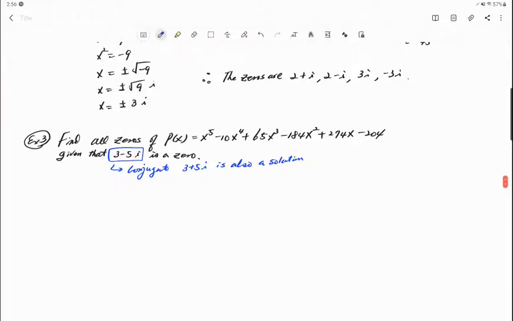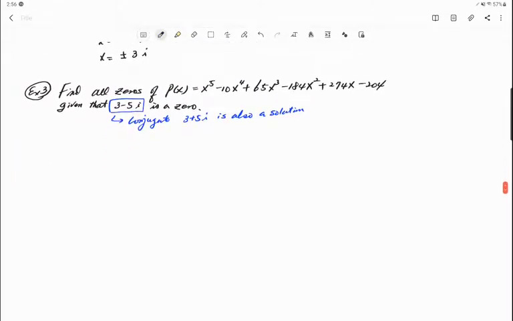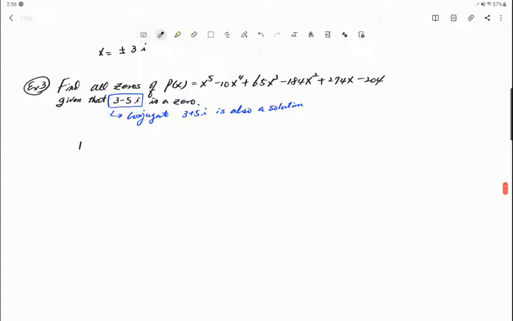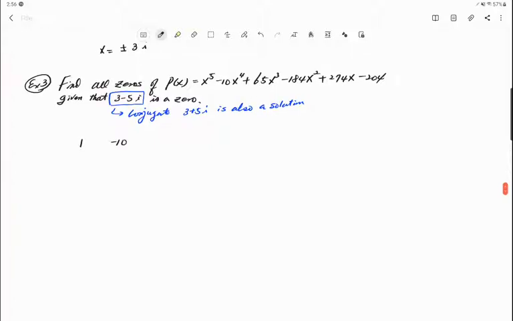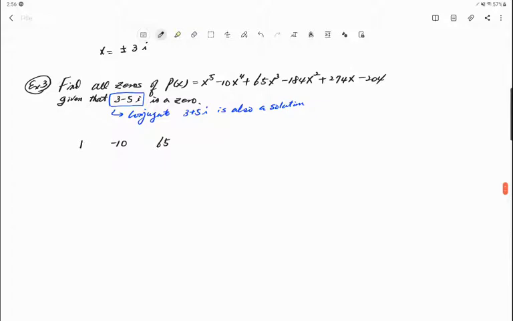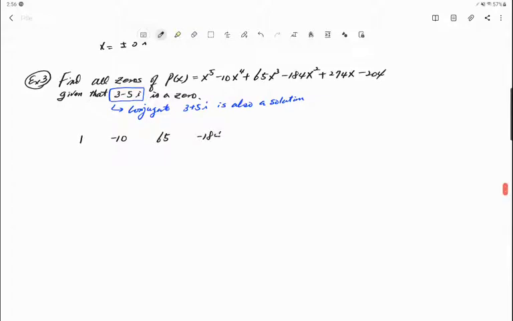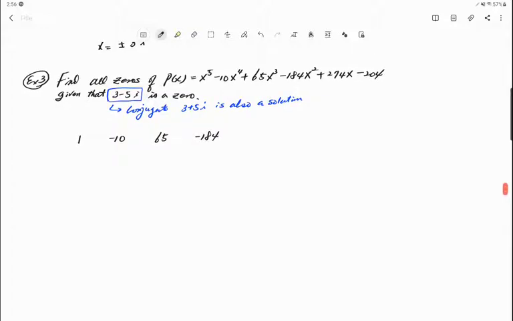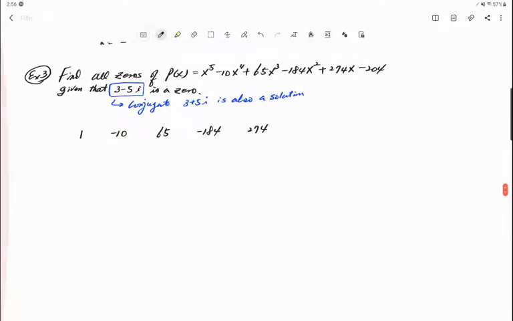All right, let's find out. So use synthetic division. Write the coefficients, and make sure to give more space, because we want to write the imaginary part. First we're going to divide by 3 minus 5i, because 3 minus 5i is given, and once we divide it, we will divide the result by the conjugate, 3 plus 5i again.